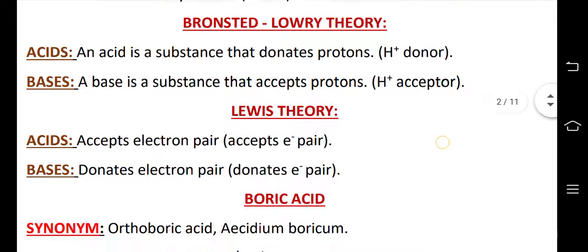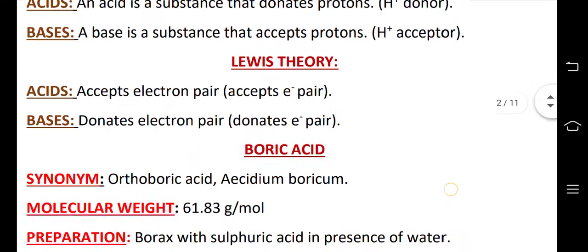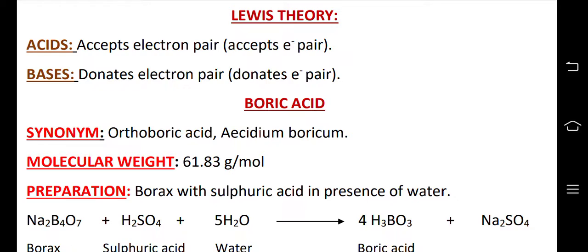Now coming to Bronsted-Lowry theory. An acid is a substance that donates protons. So acids are proton donors and bases are proton acceptors. So a base is a substance that accepts protons. Now coming to Lewis theory. According to Lewis theory, acids accept electron pair and bases donate electron pair. So these are the four main concepts that give an explanation about the definition of acids and bases.